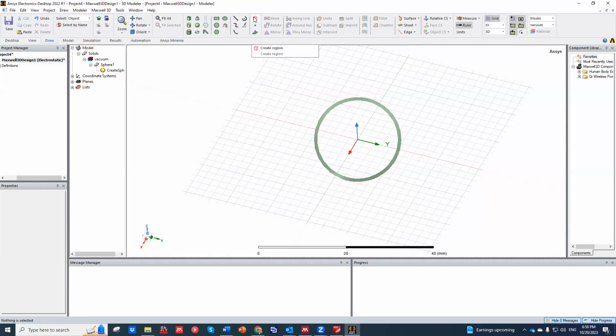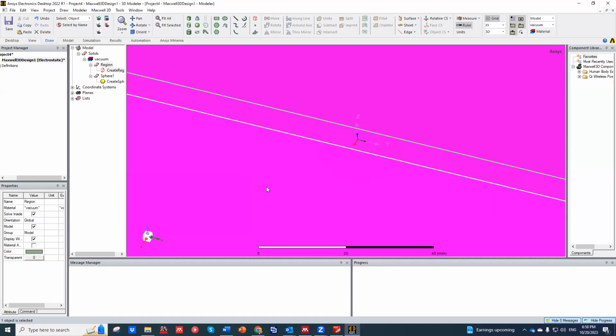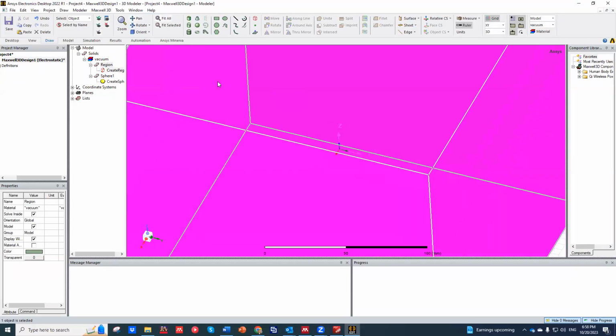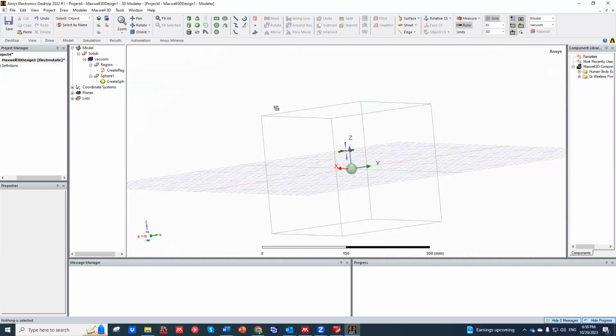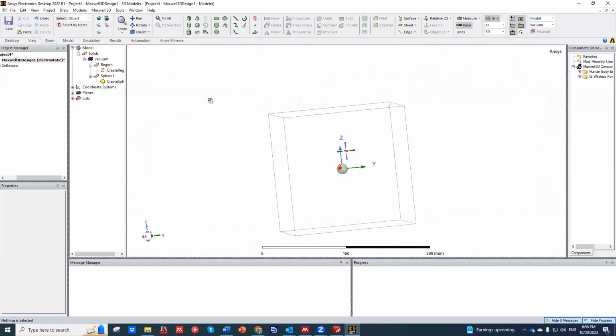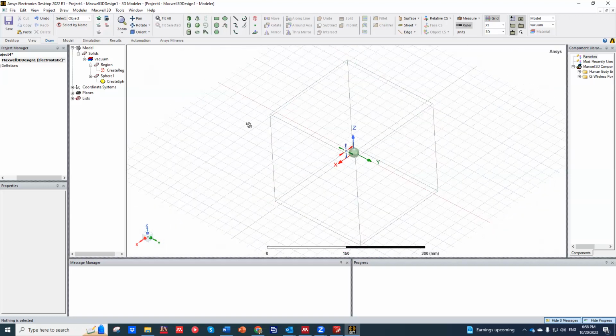So next, I create the region around this sphere. I click here and then choose absolute offset. The absolute offset is some area around this sphere, some empty space basically. And I give it some number, maybe 100 millimeters. Okay, 100 millimeters. And it draws me this cubic shaped area with my sphere in the center of this cube.